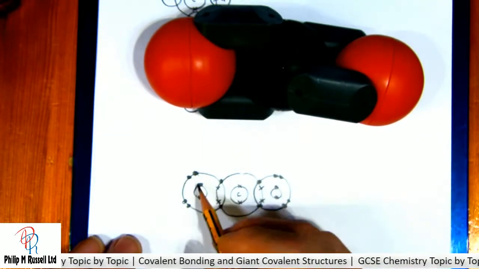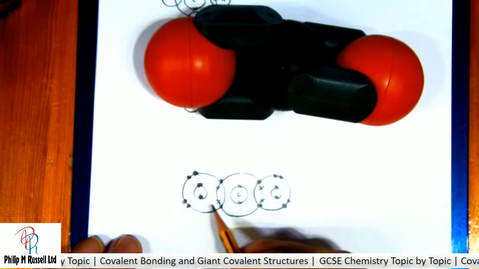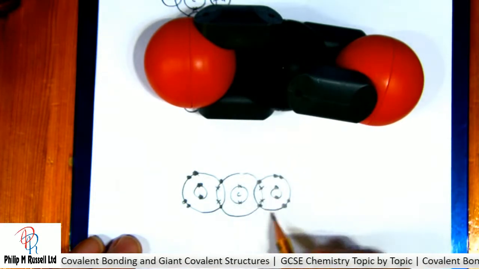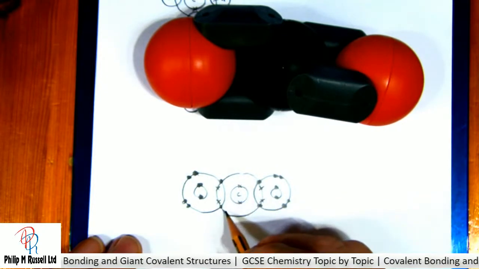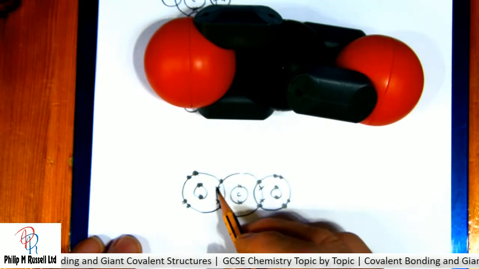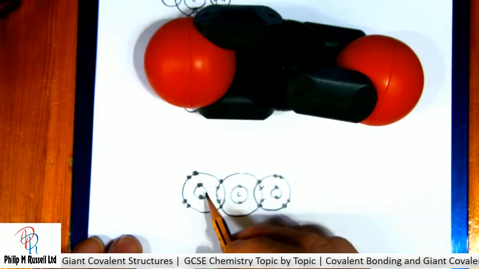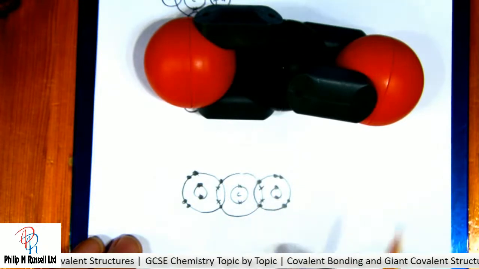And the oxygen needs 8. 1, 2, 3, 4, 5, 6, 7, 8. The same on the other side. And the carbon needs 8 to have a full shell. 1, 2, 3, 4, 5, 6, 7, 8. So all the atoms are happy that they've got their full shell.